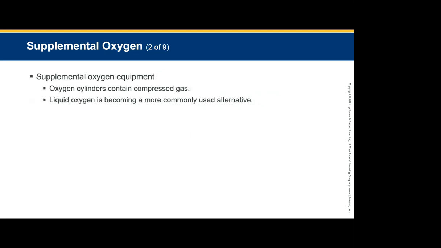So oxygen cylinders do contain compressed gas. There are different size cylinders. Most cylinders that are inside the ambulances are D cylinders or the jumbo D cylinders.